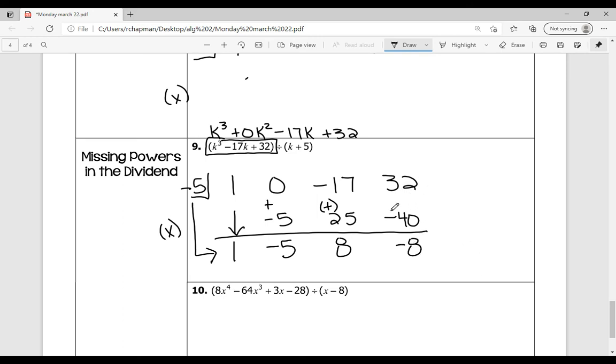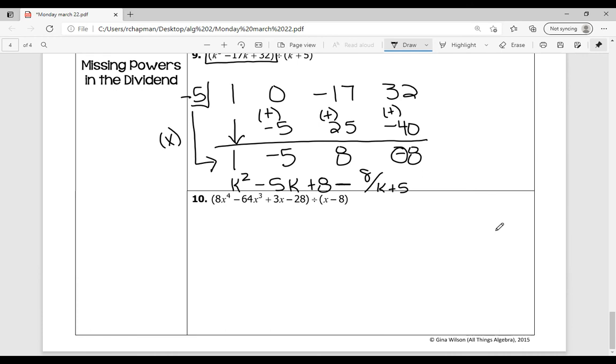All right, do y'all agree with that? Now, in the original problem, the biggest exponent was k to the third. So this is 1k squared minus 5k plus 8 minus, and the only reason I'm putting minus is because that's a negative, and then 8 over k plus 5, what you were dividing by. Any questions about that one? All right.